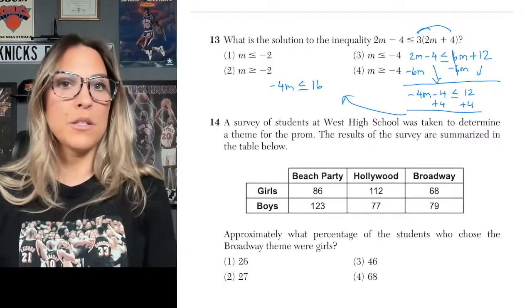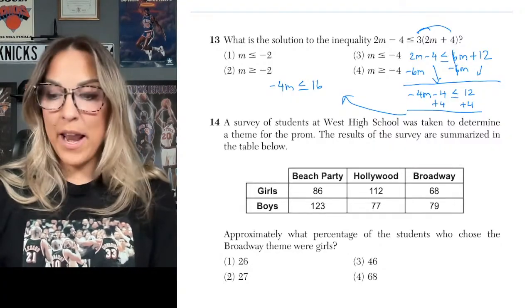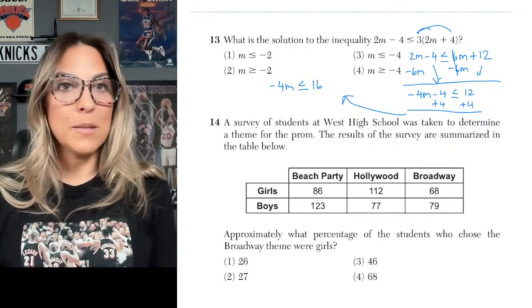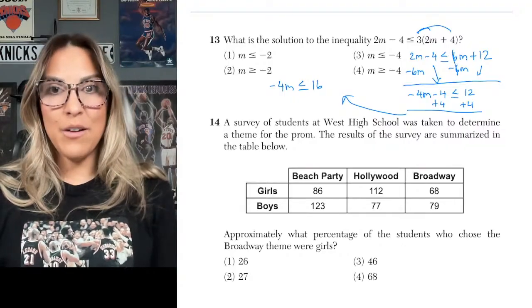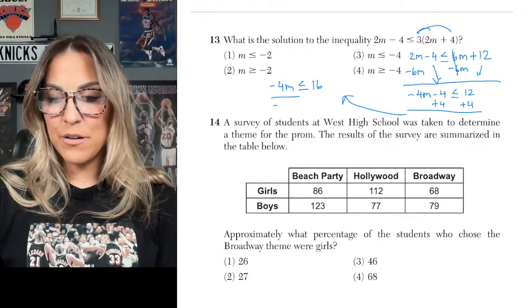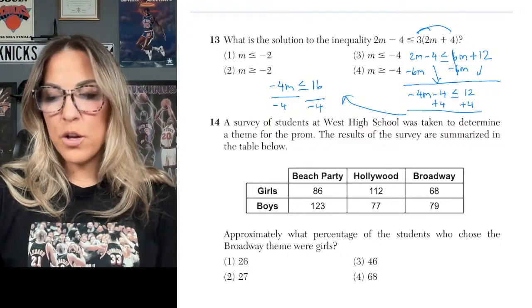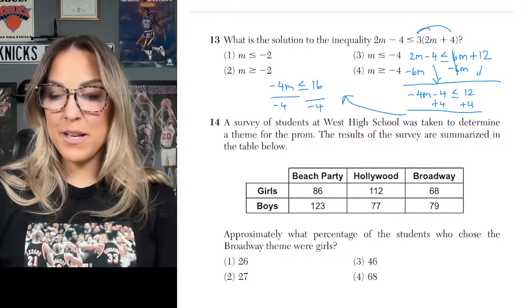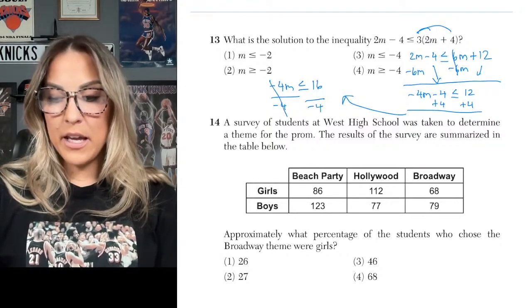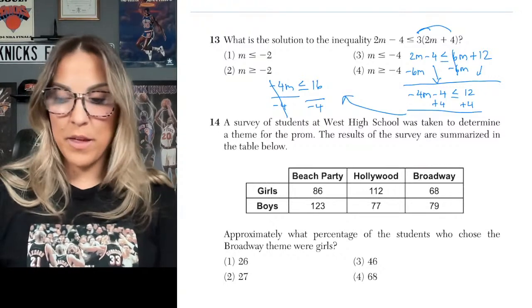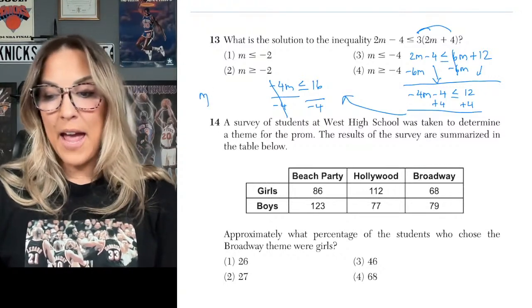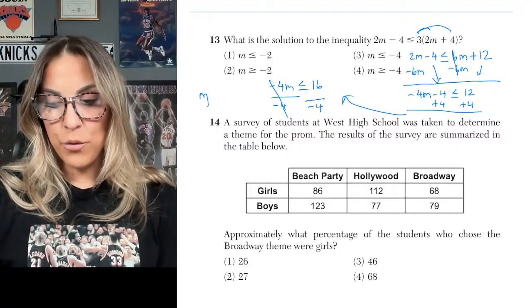So I added the 12 plus 4 to get me 16. And now that m is almost isolated, it's being multiplied by negative 4. So the inverse of multiplying by negative 4 is dividing by negative 4. So I'm going to divide both sides by negative 4, because if I do that on the left, negative 4 divided by negative 4 is just 1, so that gives me m. And then on the right, 16 divided by negative 4 is negative 4.